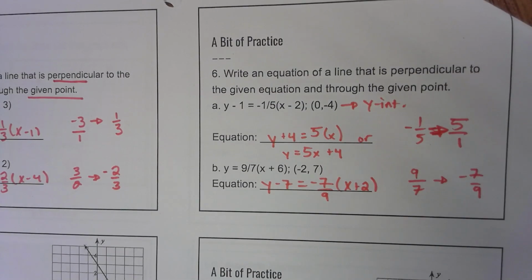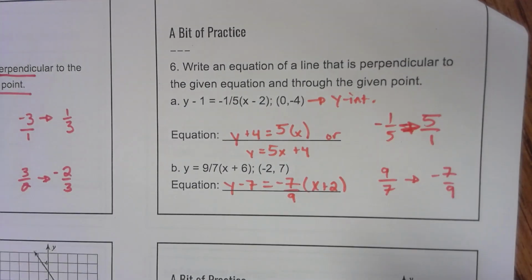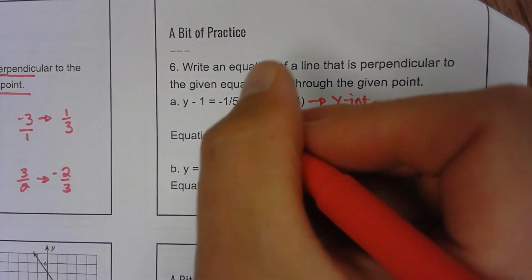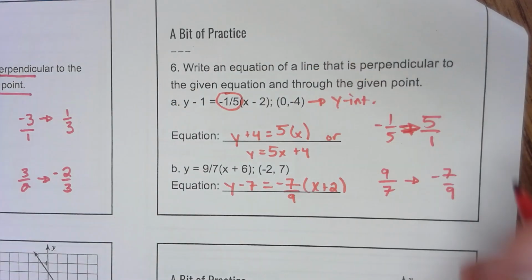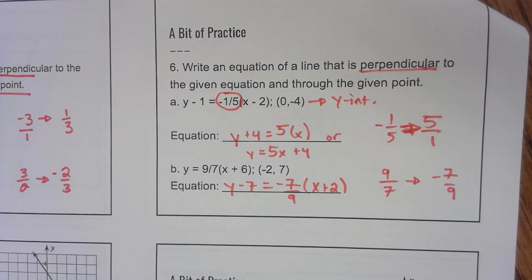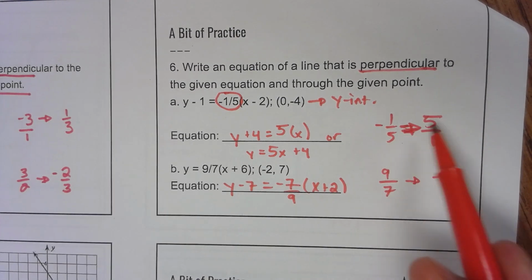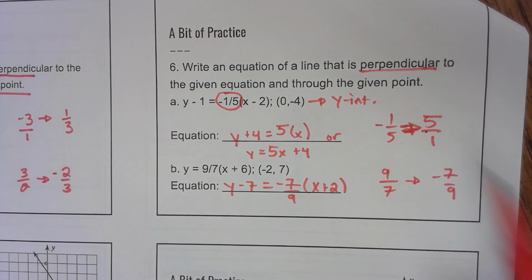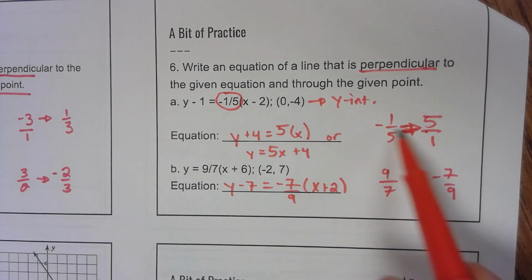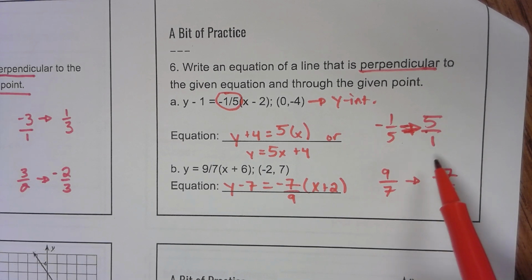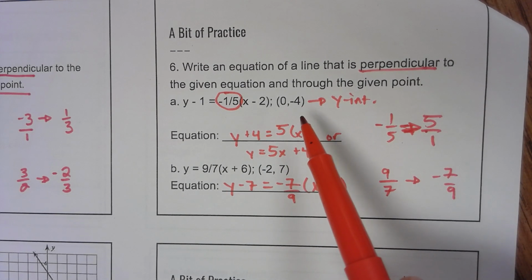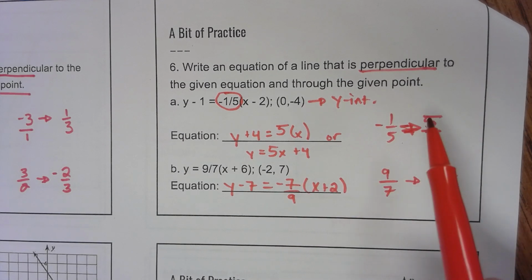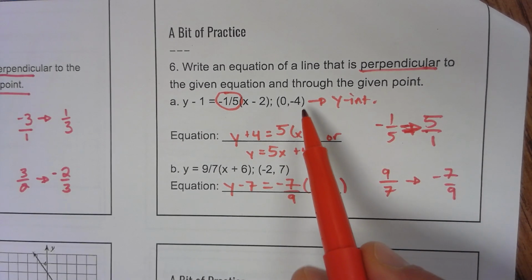Okay, so for number 6, I actually wrote this equation two different ways. First, starting with the slope, -1/5, we're writing an equation that is perpendicular. So I'm taking that -1/5, I'm flipping the fraction, making it 5/1, and I need to make it positive since my first slope was negative. So the new slope is +5 or 5/1. And then this point, 0, -4, that's the y-intercept, right? X is 0, y is -4.